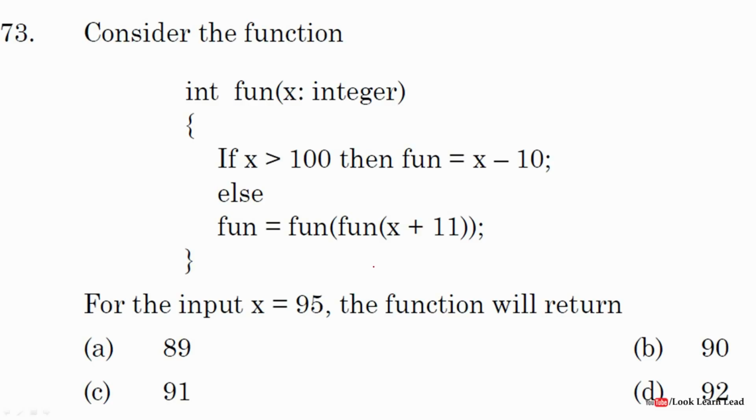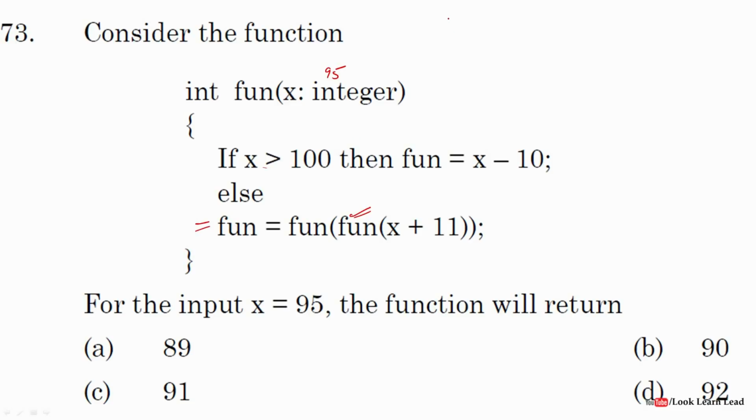Next question. Consider a function. We have a recursive call, x is the input, which is equal to 95. This is the given input, and we have to tell what is the answer. It is a recursive call over here. So let's check. First for x equal to 95, you would be checking the condition, and 95 is not greater than 100. X greater than 100 is false, so the else part would be called.